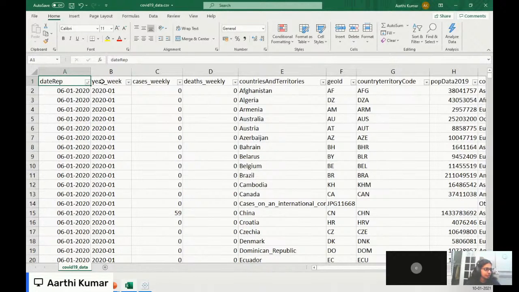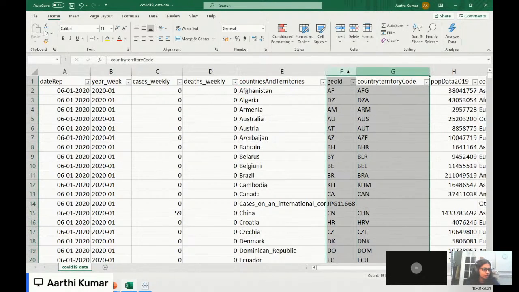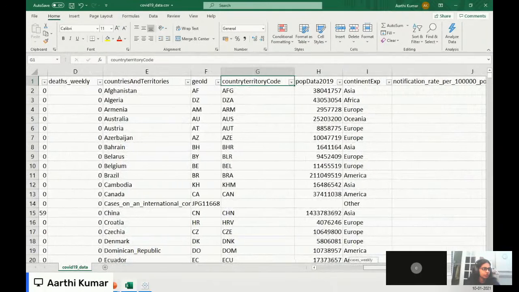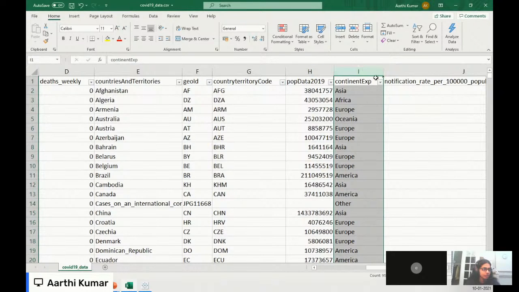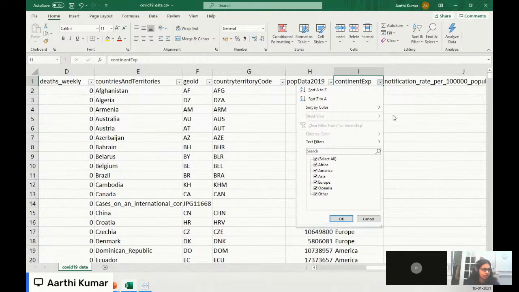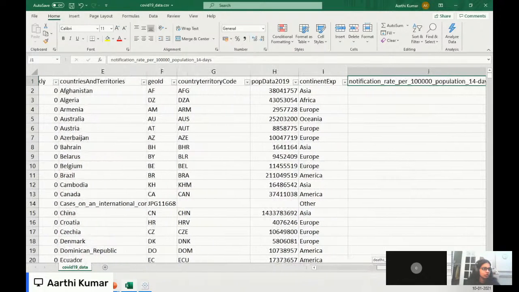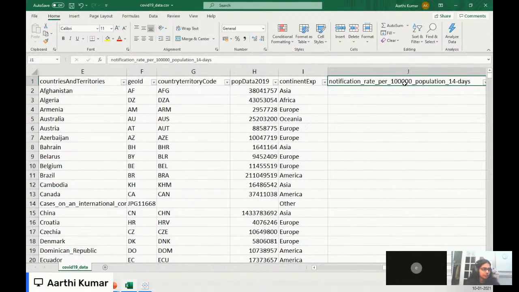So we have the date representation, week of the year, so which week it belongs to, anywhere between 1 to 52 or 53, number of cases in that week, number of deaths in that week, and then the country or territory, which country it is. This is for geocoding, for visualization. I'll show you how this works inside Tableau. It's just an abbreviation for the country name. This is the population data of that country and which continent it belongs to: Asia, Africa, America, etc. And this one is a 14-day average number per 100,000 population. So this is the data we have.